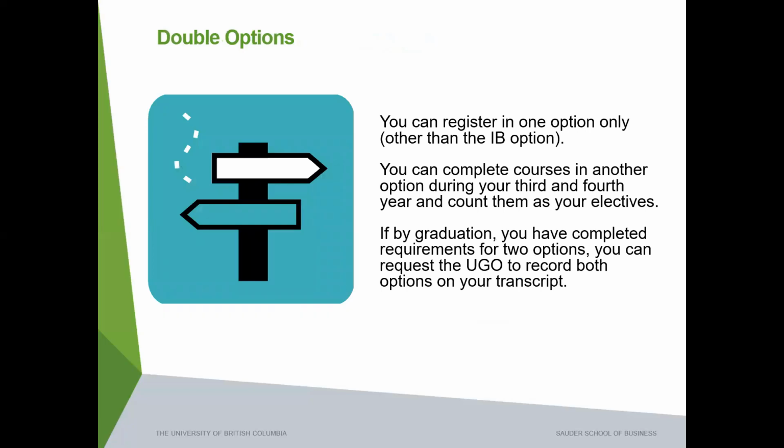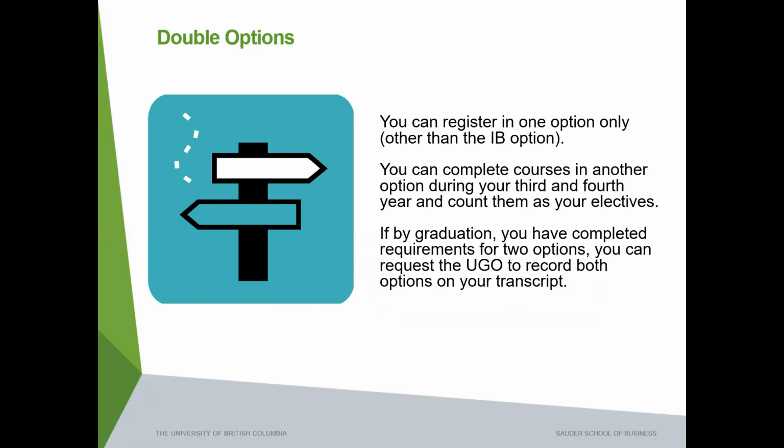So the other thing that you can consider is a double option. Students can only register in one primary option when they choose their option in year 3. And that's the one that will stay your primary option right until you finish your degree program. However, you can complete courses in another option during your 3rd and 4th year of the program and count them as your electives. And the way that we then find out that you've done that second option is when you apply for graduation. If you've completed the requirements for that second option, you can then request the undergrad office to record both options on your transcript.